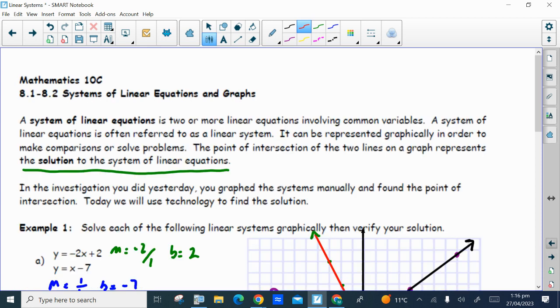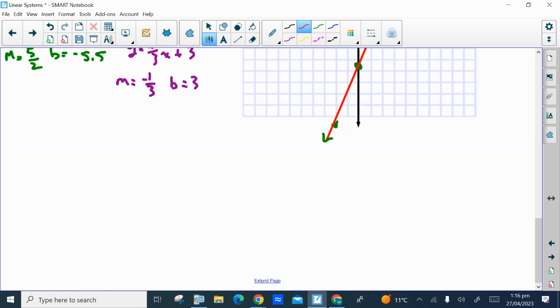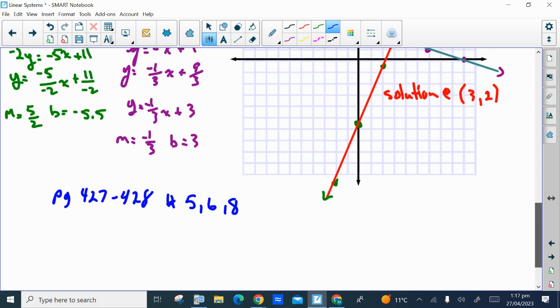Okay, we're going to stop there for now. What you're going to work on is page 427 to 428, questions 5, 6, and 8. I will post these solutions to Google Classroom so you can check your work.